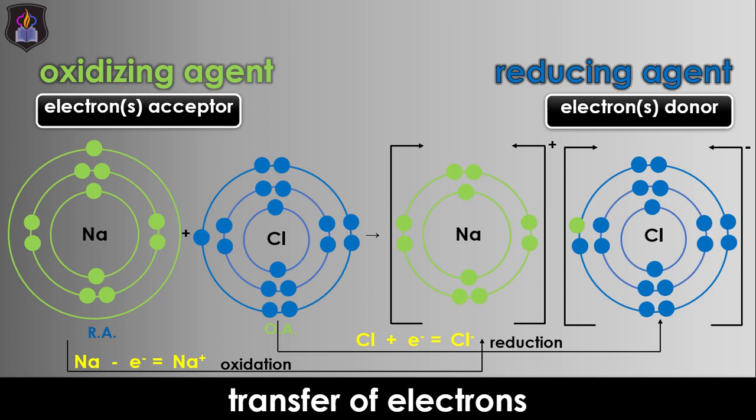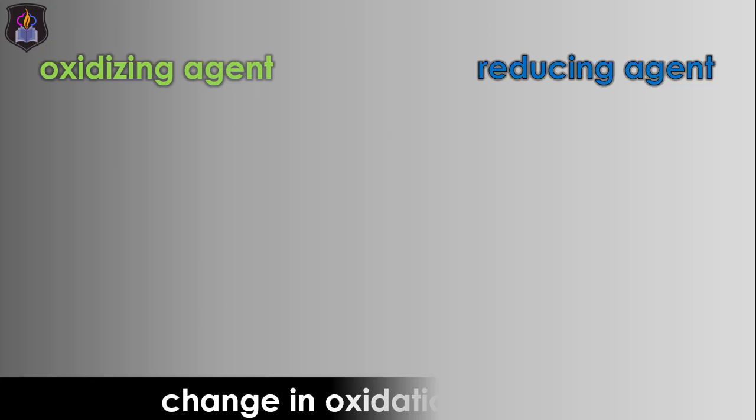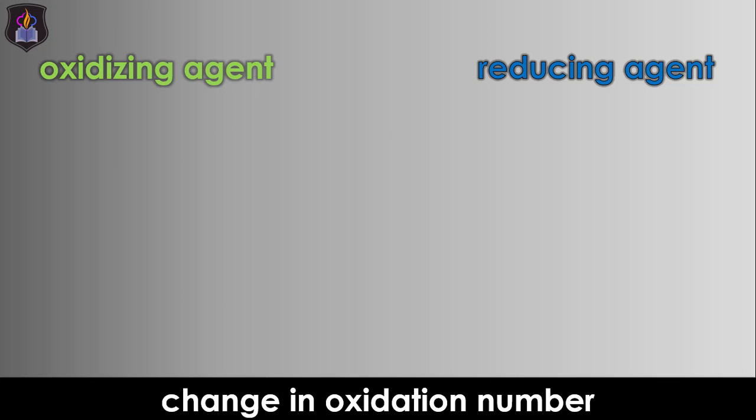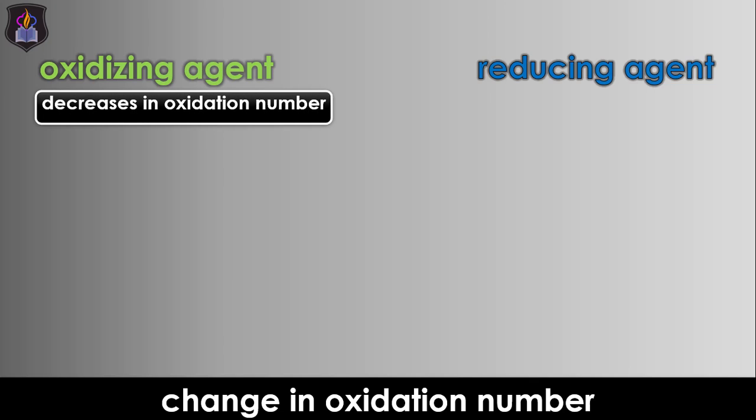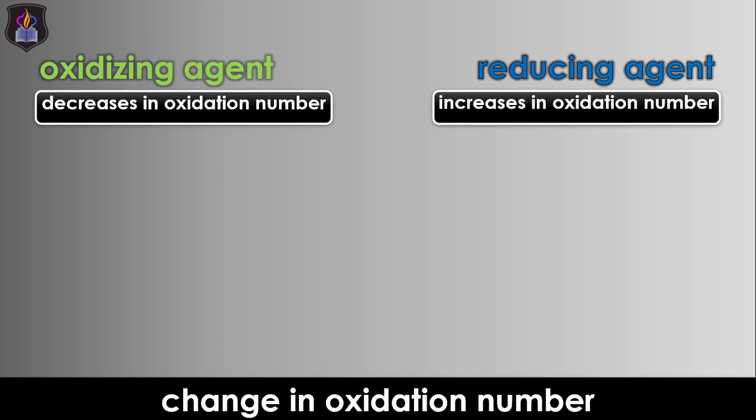Now, in terms of change in oxidation number, an oxidizing agent is a substance that decreases in oxidation number or whose oxidation number changes in the negative direction, while a reducing agent is a substance that increases in oxidation number or whose oxidation number changes in the positive direction in a redox reaction.